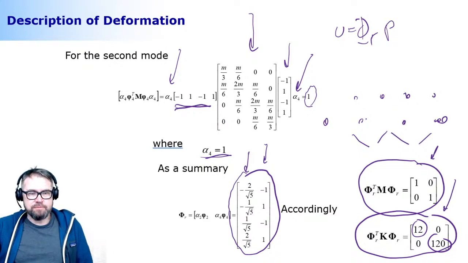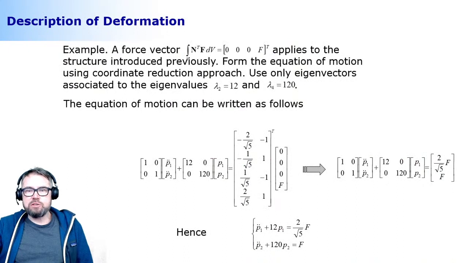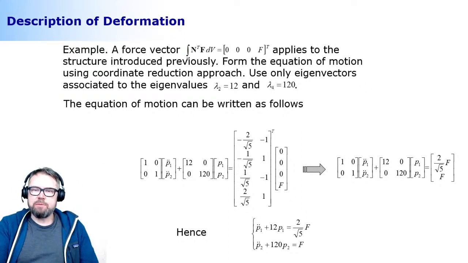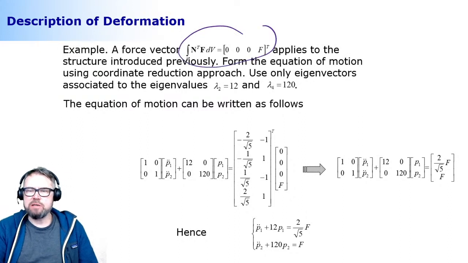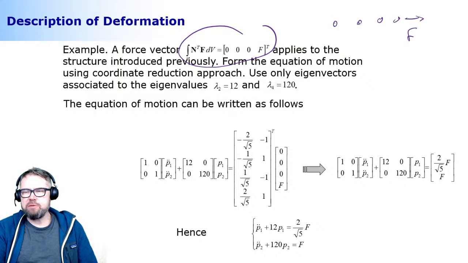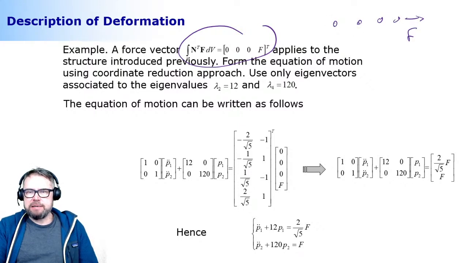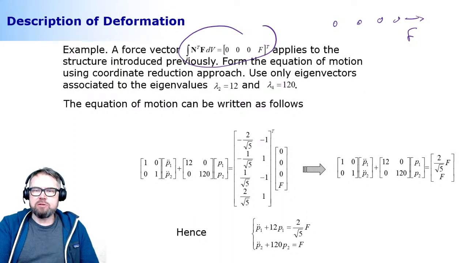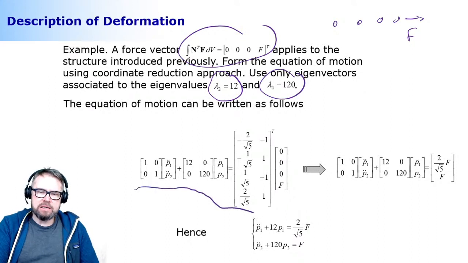Right, so now if I would solve the problem using the modal coordinates instead of nodal coordinates, it will go like this. So I have here a force applying in a system, and the force is obviously applying in my 4th node and in its positive direction like this. And I'm simply using 2 deformation modes instead of nodal coordinates. I'm using 2 modal coordinates, and those modal coordinates are the ones associated to eigenvalue 12 and eigenvalue 120. So my equation of motion reads like this.